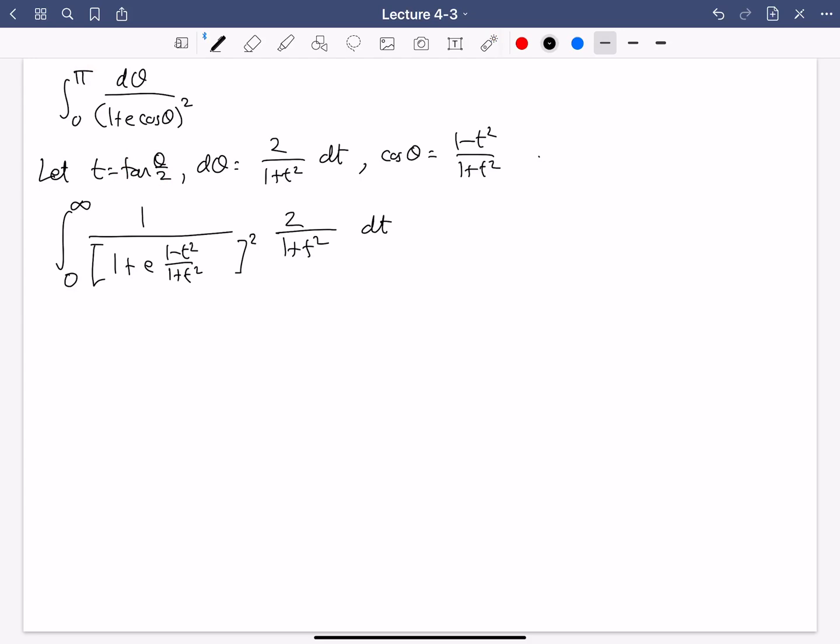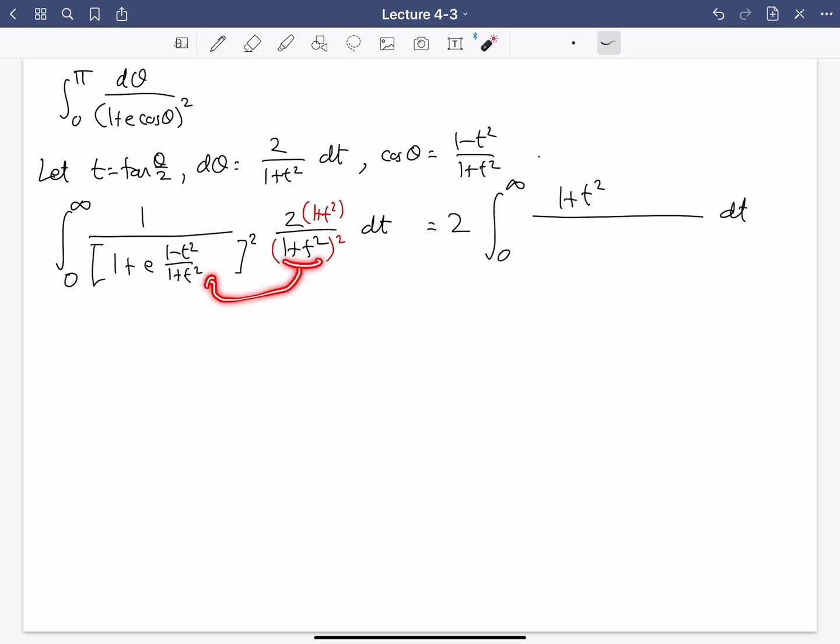That's not too bad. So let's see, I don't like fractions inside fractions, so let me sneak in an extra 1 plus t squared and another one there. And then this is going to equal, so bring the 2 out the front, integral from 0 to infinity. So I've got 1 plus t squared on the numerator. And I'm doing this because then I can bring those 1 plus t squareds inside there, and get rid of that fraction within the fraction.